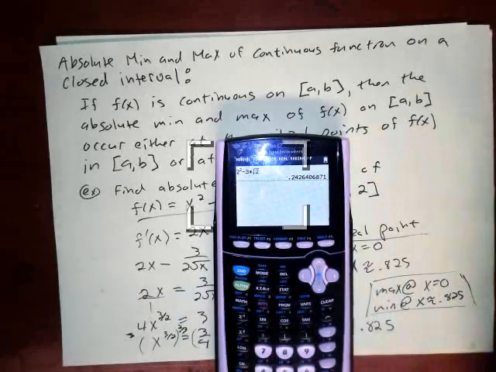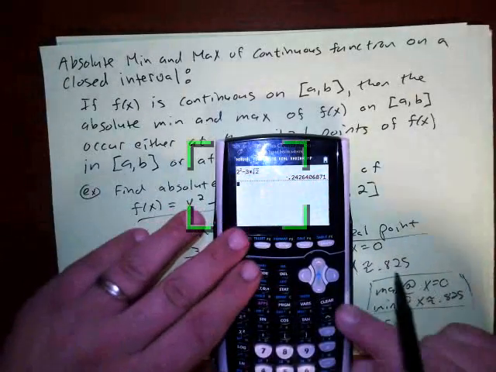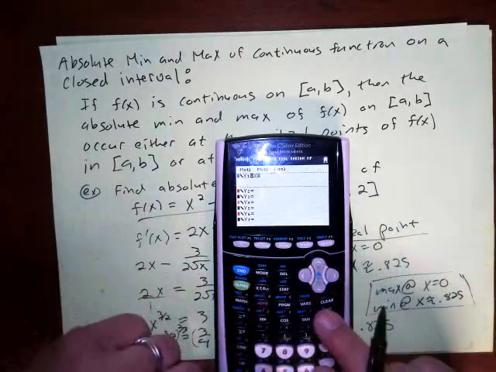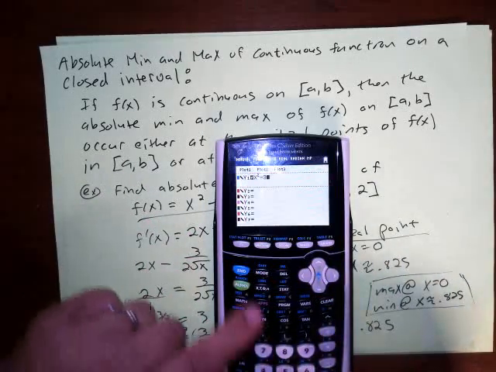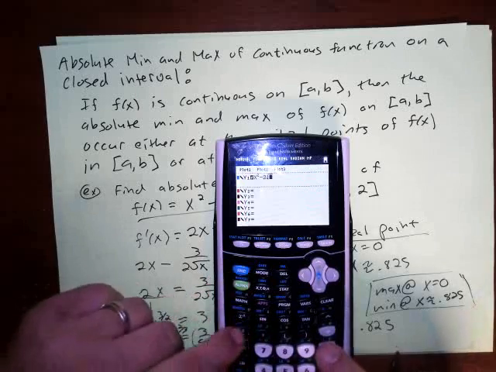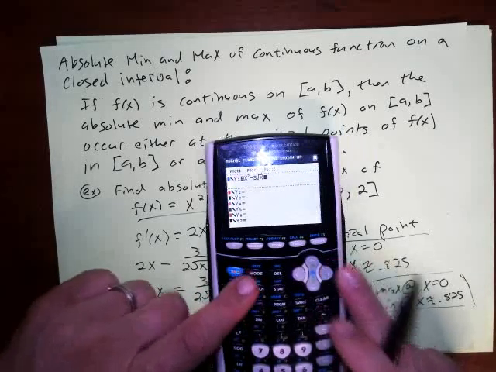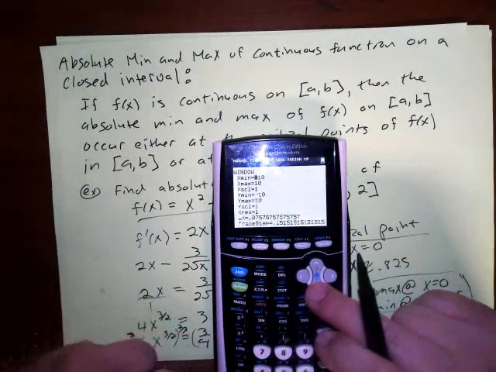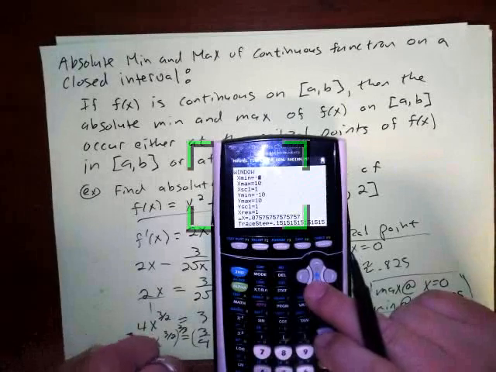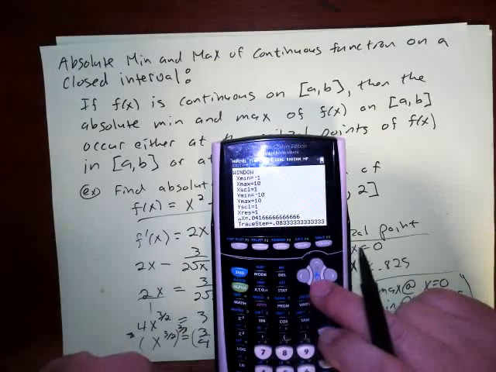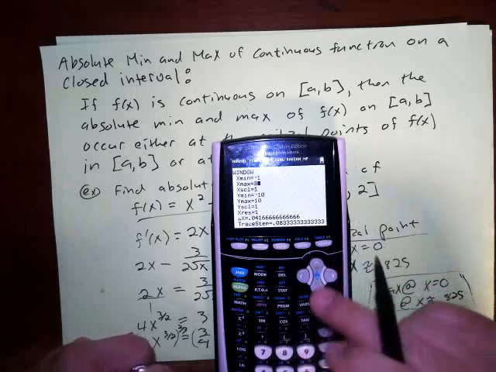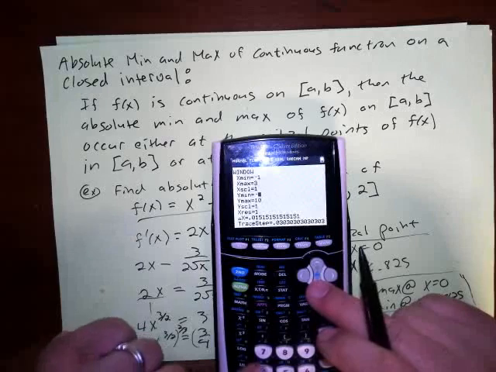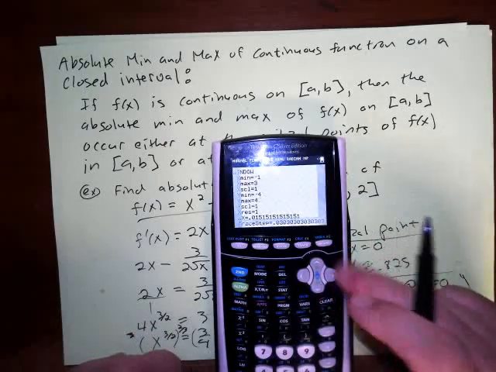So let's actually graph this and see how it looks here. So I'm going to graph x squared minus 3 times the square root of x. And then maybe I'll set the window. I can do maybe negative 1 to 3, because my interval is 0 to 2. So negative 1 to 3, and then maybe negative 4 to 4 is probably plenty.